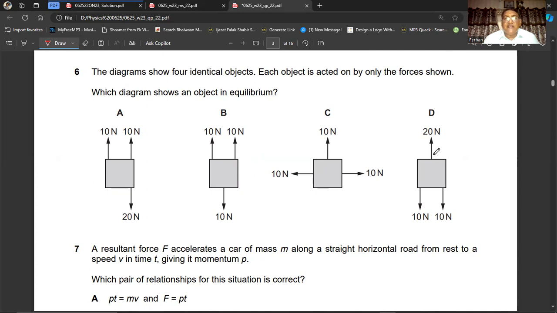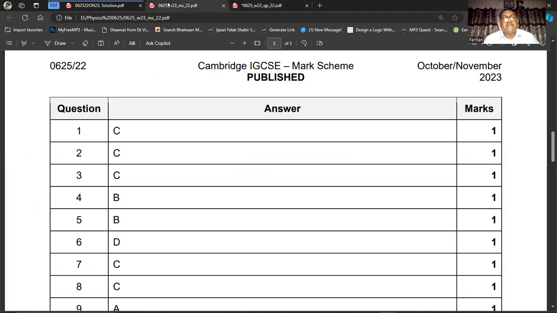If you look at here, 20 Newton is acting upward, 20 Newton is acting downward. So this is trying to produce an anti-clockwise moment. This is trying to produce a clockwise moment. So this will be balanced. So actually the one which will be in equilibrium, that will be this D option. Question number 6, D is the option, sir. That is the right answer, sir.